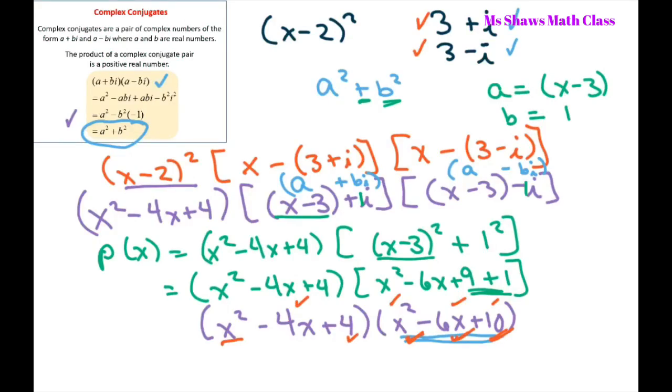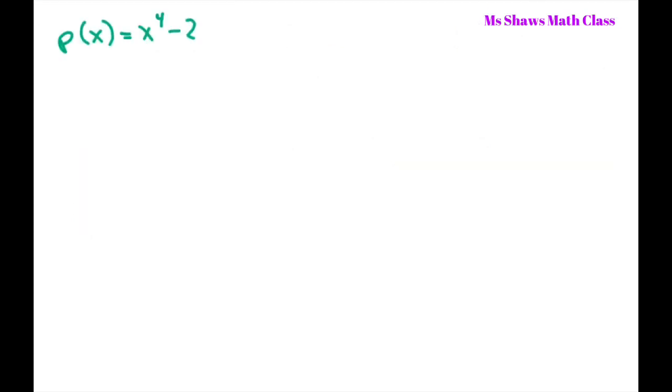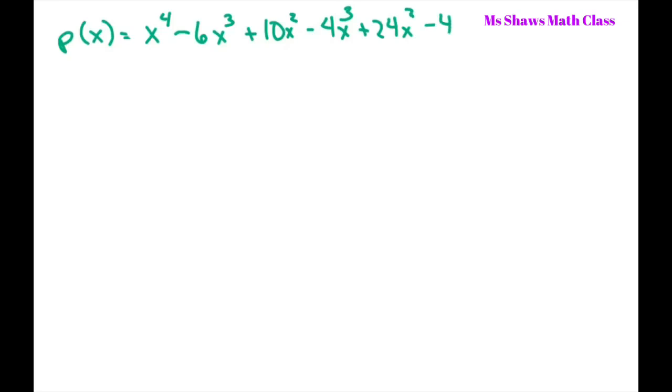When I did it, I got p of x equals x to the 4th minus 2. Is this the right one? Let's see if I'm doing the right one. We have x minus 2. We have the 3, so yeah, I did the wrong one. So I have 2 of these I'm doing. So basically we got x to the 4th minus 6x cubed plus 10x squared minus 4x cubed plus 24x squared minus 40x plus 4x squared minus 24x plus 40.